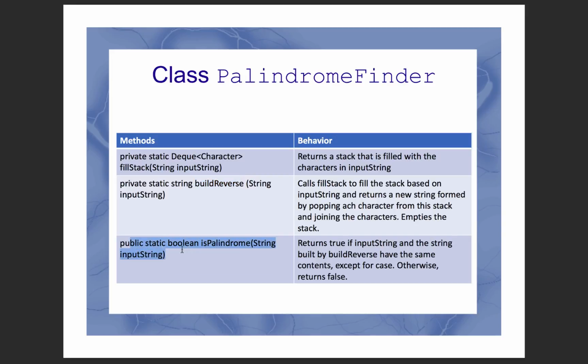Then finally the isPalindrome method basically compares whether the input string and the string built by the buildReverse method are the same or not, and then it returns true or false. So these are the methods we have seen in the terminal.